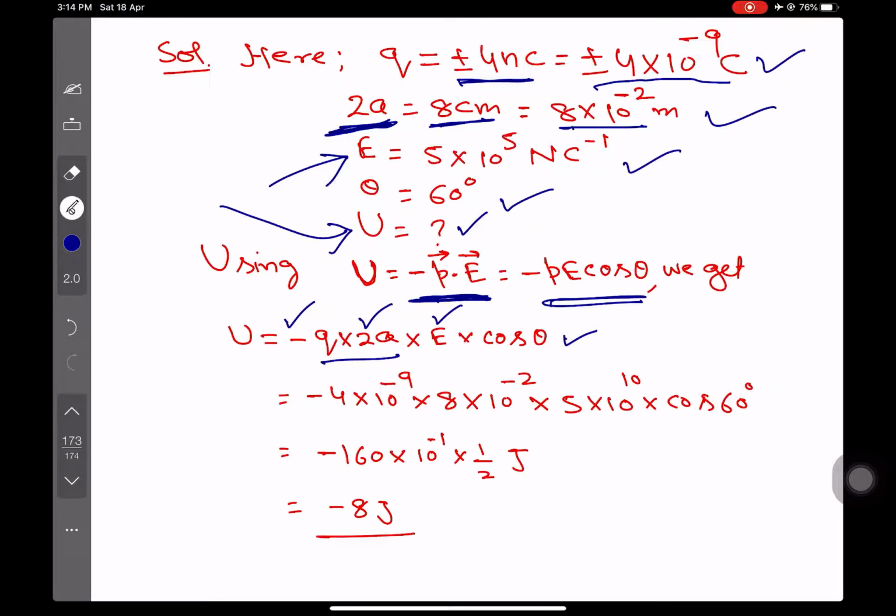Minus sign is there. Q is 4 because we have to take the magnitude of either charge, and the magnitude of either charge is 4 into 10 power minus 9 coulomb. So here comes 4 into 10 power minus 9, into 2A, that is length, 8 into 10 power minus 2 meter, into E, that is 5 into 10 power 10 Newton per coulomb, into cos theta, and theta is 60 degree. Now this is further equal to, after multiplying all this, minus 160 into 10 raised to power minus 1, and cos 60 degree is 1 by 2, and therefore it is minus 8 joule. So that gives us the electric potential energy of the given electric dipole when it is placed with its axis making an angle of 60 degree with the given electric field.